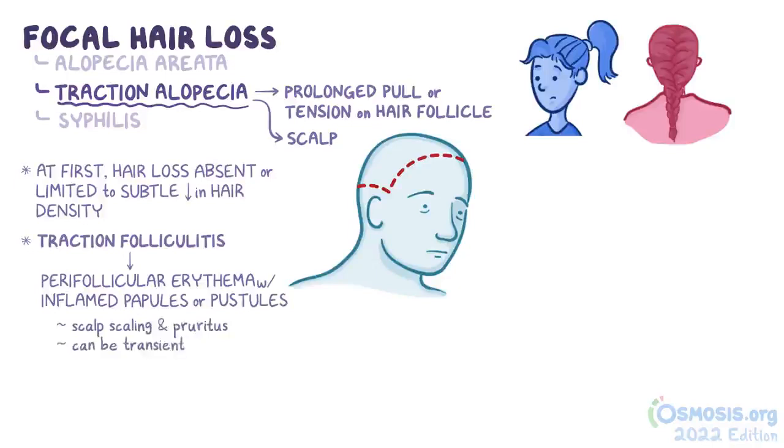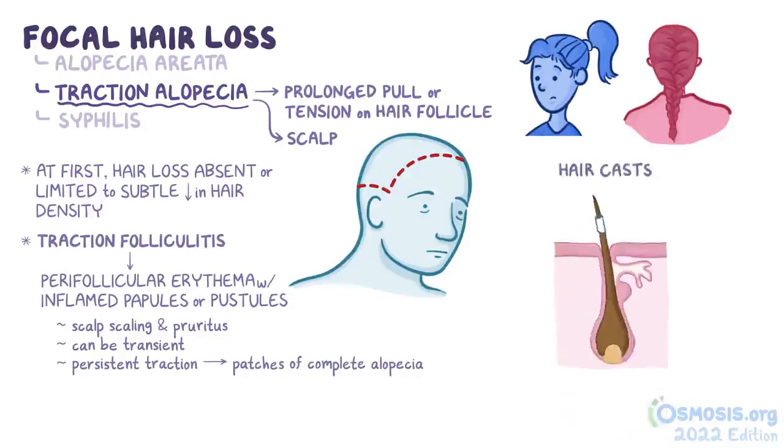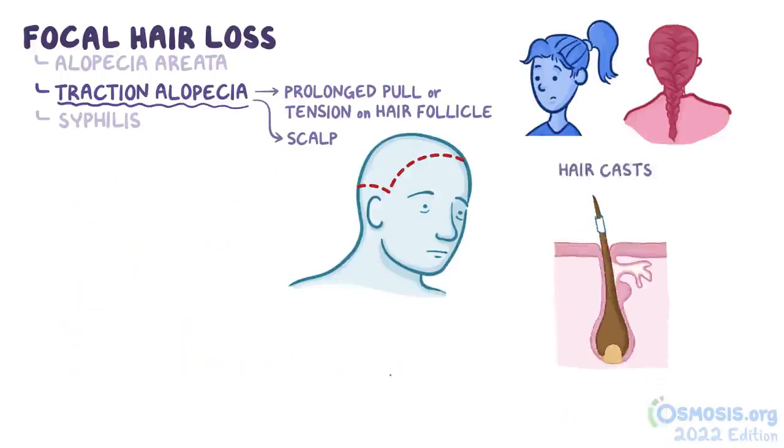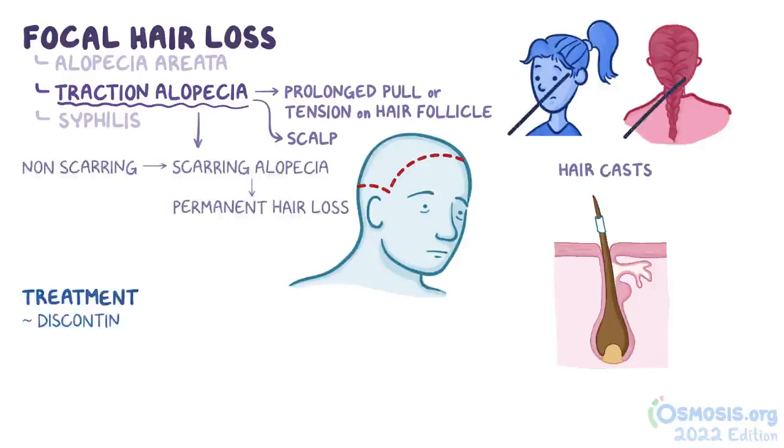Traction folliculitis can be transient, resolving as tension on the hair follicles decreases due to the removal of traction or hair growth. Persistent traction can progress from decreased hair density to patches of complete alopecia. A sign of traction alopecia can be the presence of hair casts, which are movable collections of white scale that encircle the hair. Ultimately, traction alopecia can go from being non-scarring to scarring alopecia, leading to permanent hair loss. Treatment involves discontinuation of traction hairstyles.